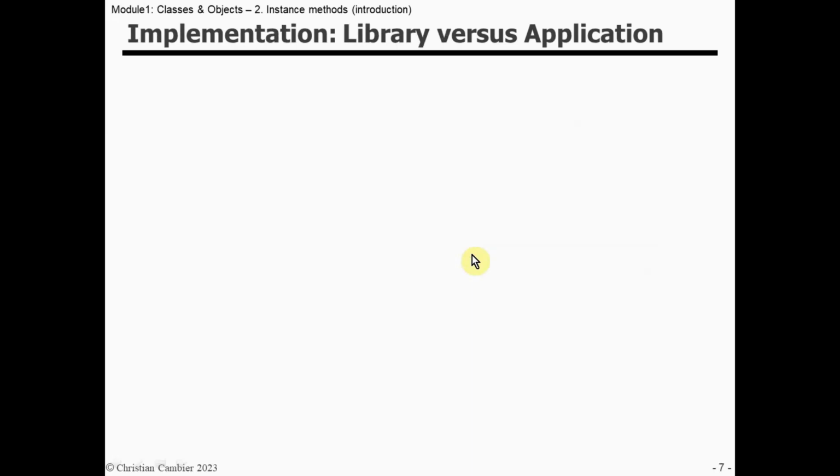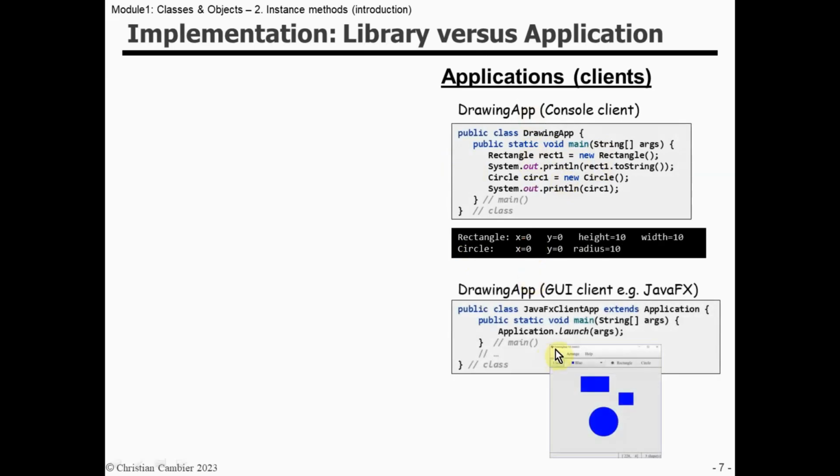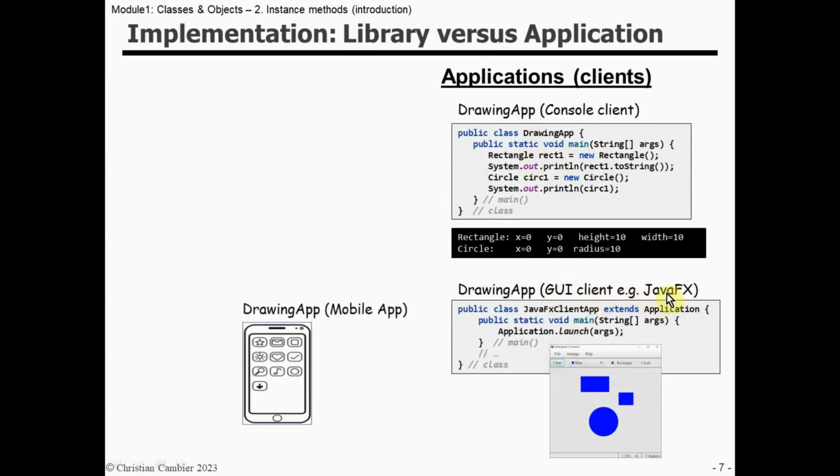Let me go back for a second to the slide that I explained in the Getting Started video, where I explained the difference between a library class and an application class, something you need to be aware of. Suppose we have three apps. A console application that wants to use the rectangle and print out some information. A desktop application, so a graphical user interface application, so a client written in, for example, JavaFX. And we have a third application, a mobile app, and they all want to use the rectangle class.